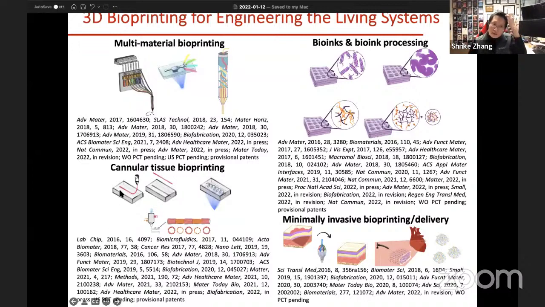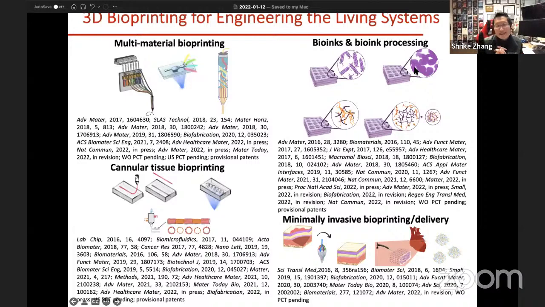And also we have been working extensively on these cannular tissues, basically vessels or other types of hollow tissues that are widely present in the human system, right? So we work through different technologies, including sacrificial bioprinting, DLP-based projection lithography, and all the way to hollow tubular coaxial microfluidic bioprinting methods as well.